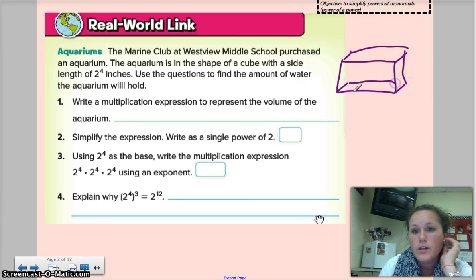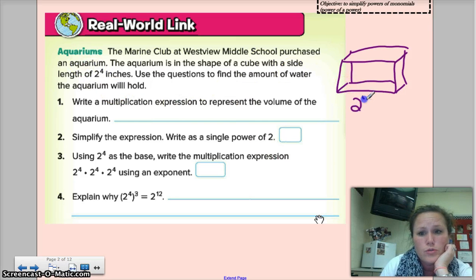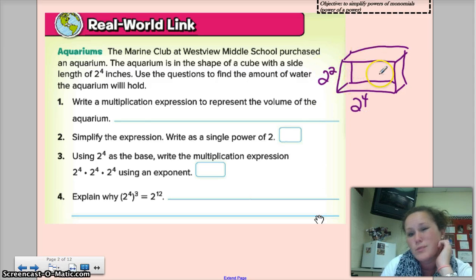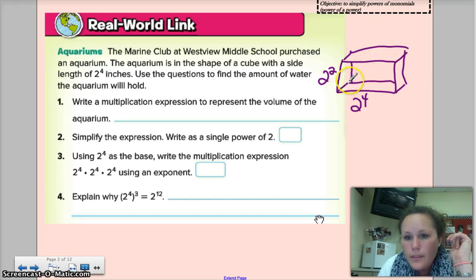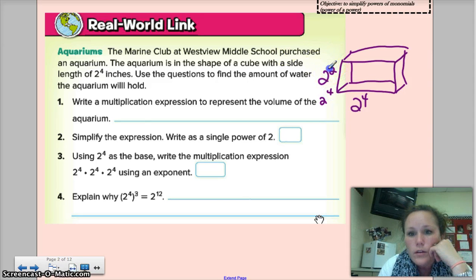Okay, so we've got this cube, right? And we have the side length is 2 to the 4th power. That means this is 2 to the 4th power. It probably should be more of a cube instead of a rectangle, but you get the idea. And then this side back here is 2 to the 4th.